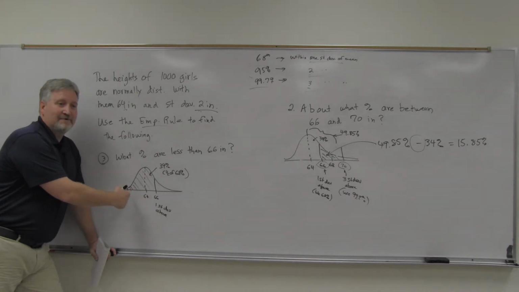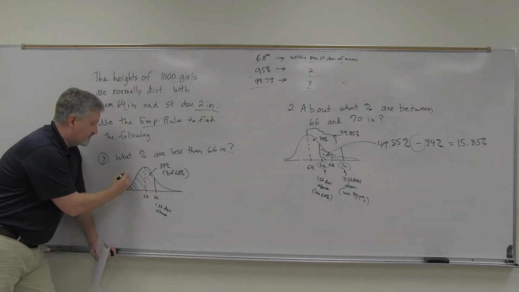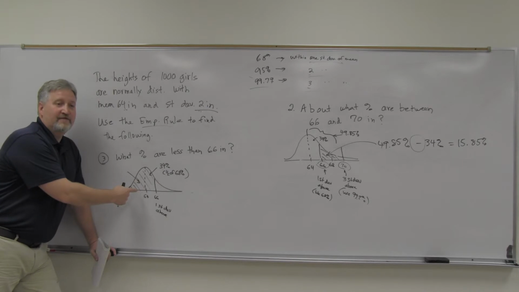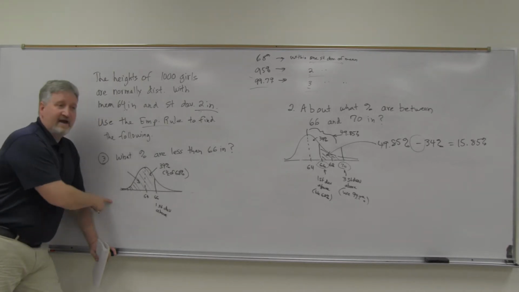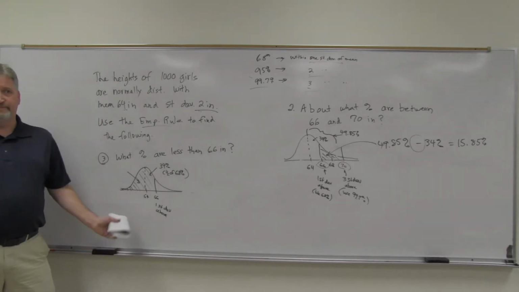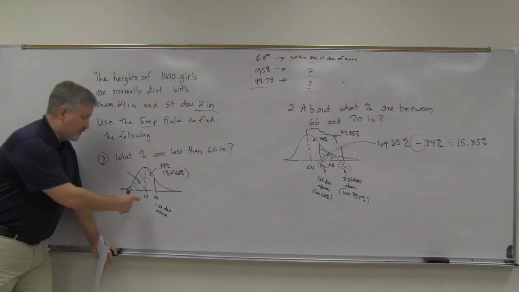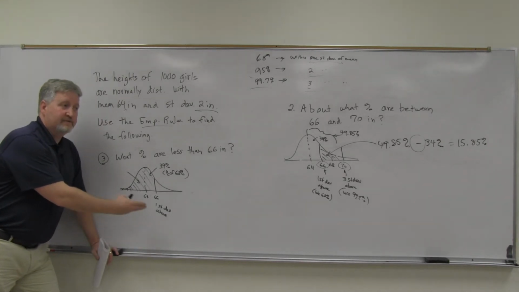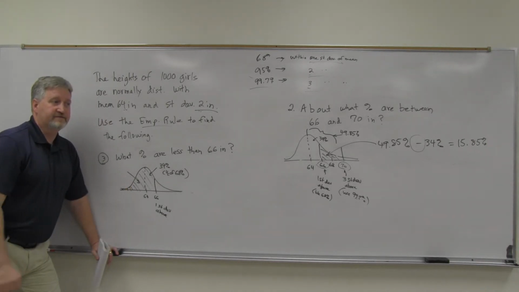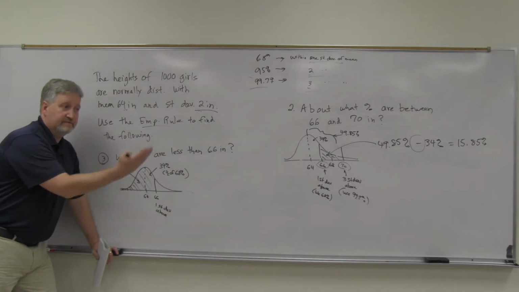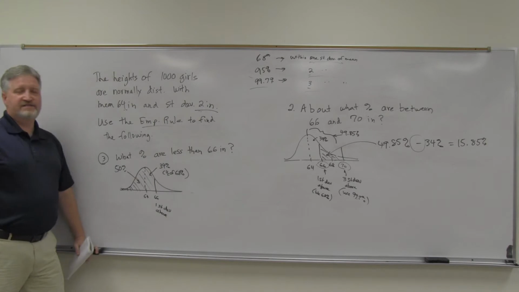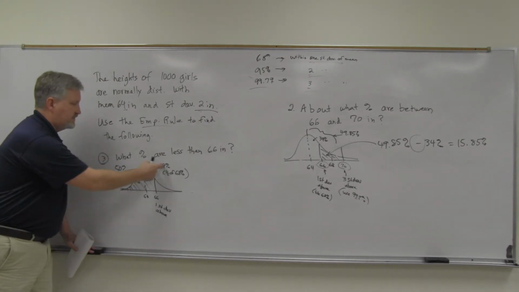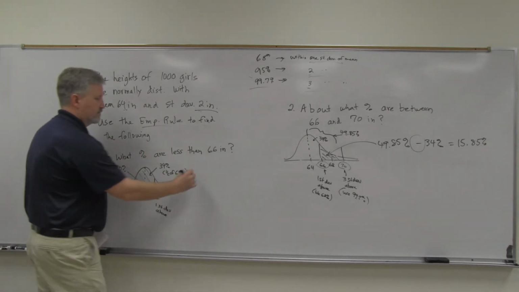I've got a whole bunch more to add to that though. I've got this part. What do I know about that part? Just half, so it's 50%. That's from the mean down. And we said right from the get-go, if we're going from the mean all the way down, that's 50%. Half of the graph is below the mean, half is above. So that's 50% here. So what percentage are less than 66? 50 plus 34. 84%.